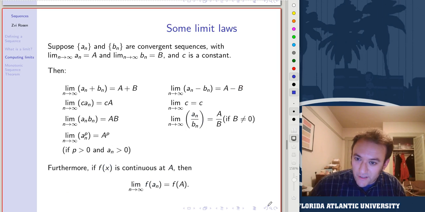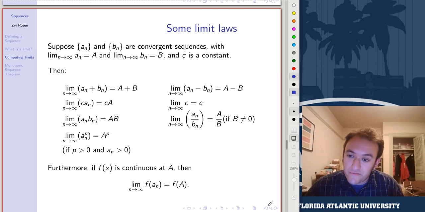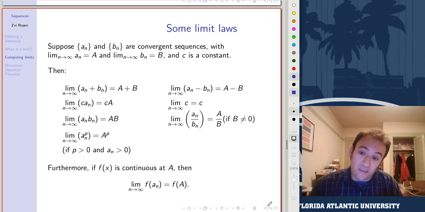And here's a bunch of limit laws that you can find also in the section in Stewart. He goes through all of these. Suppose a_n and b_n are convergent sequences with the limit as n approaches infinity of a_n equals A, and the limit as n approaches infinity of b_n equals B, and c is a constant. Then the limit of a_n plus b_n equals the sum of the limits, A plus B. The limit of a_n minus b_n is equal to the difference of the limits, A minus B.